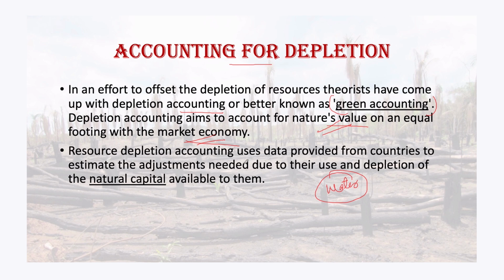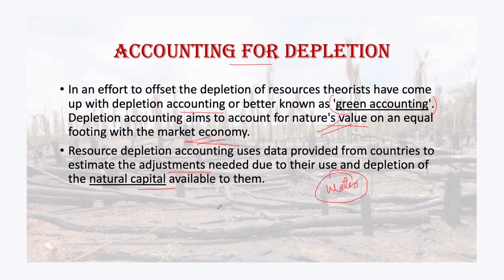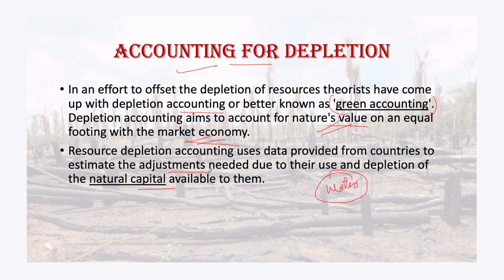Now, resource depletion accounting uses data provided from countries to estimate the adjustments needed due to their use and depletion of natural capital available to them. This is important because once any resource is depleted, we have to find an alternative, maybe some artificial resource. What will be the value of that artificial resource? What kind of loss are we going to face in future? This is what we do in accounting for depletion. Natural capital are natural resources such as mineral deposits or timber stocks. Depletion accounting factors in several influences such as the number of years until resource exhaustion, the cost of resource extraction, and the demand of the resource.